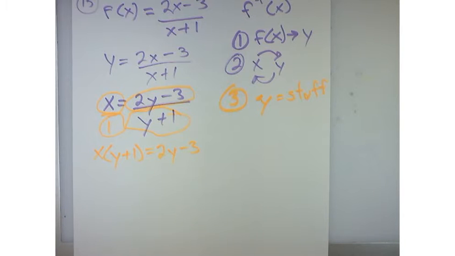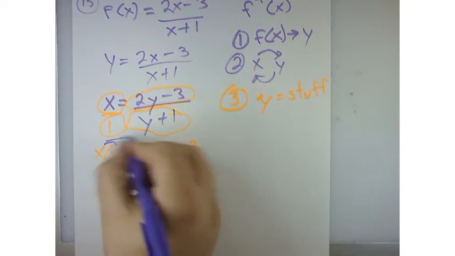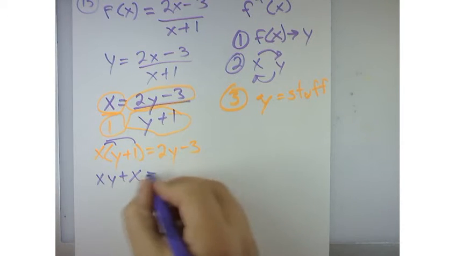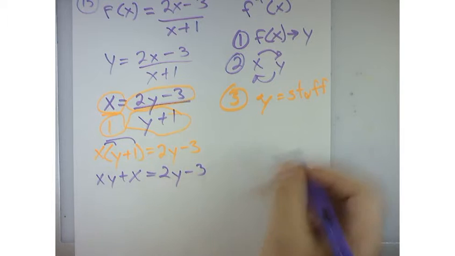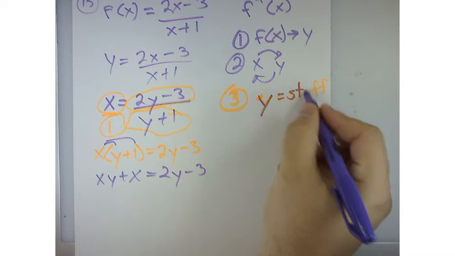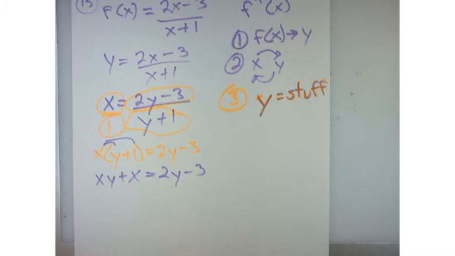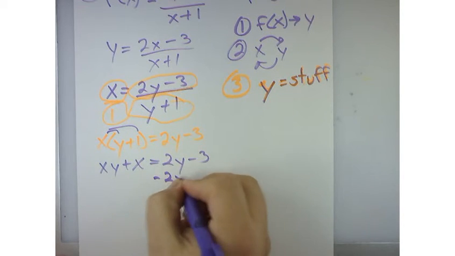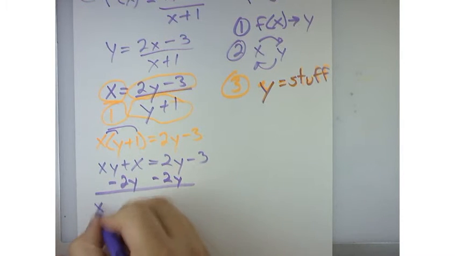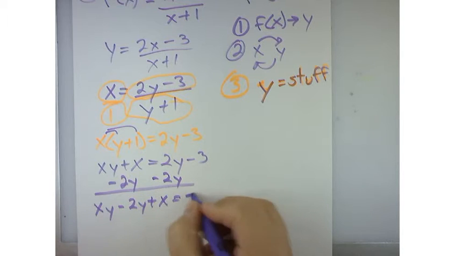what I need to do is I can distribute the x through the parentheses, and I get xy plus x is equal to 2y minus 3. And my goal is to get y by itself, right? And all the other stuff on the other side of the equal sign. So I'm going to subtract 2y from this side and subtract 2y from this side. And I get xy minus 2y plus x is equal to negative 3.